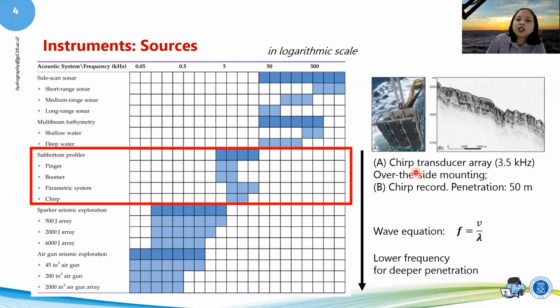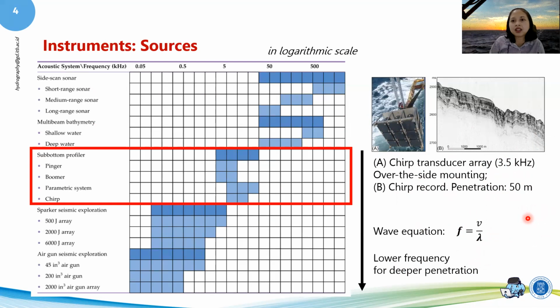So the chirp transducer array. This is actually an array. You can see that there are 9 transducers mounted in here, and it is over the side mounting instead of towing it at the back. Sometimes it's over the side, like when you install multibeam. So a chirper could be like that, and it could be recording penetration for this depth. It could penetrate down to 50 meters.